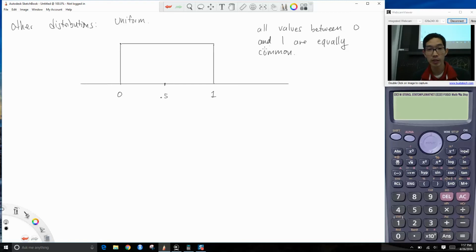Okay, and then values larger than 1 don't appear, and values smaller than 0, values less than 0 don't appear.